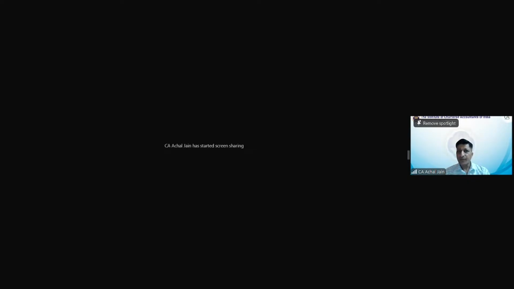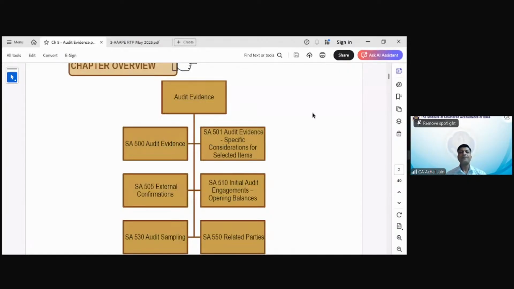Right, so this is what we have: audit evidence. This is about various auditing standards that we need to look at, when we talk about some of the audit procedures which the auditor is required to perform once the planning is done. So we are talking about substantive testing, or substantive audit procedures. That is what the auditor is now planning to do.